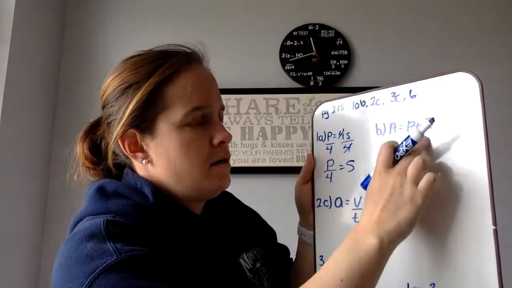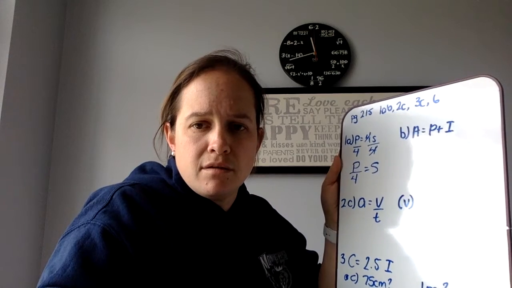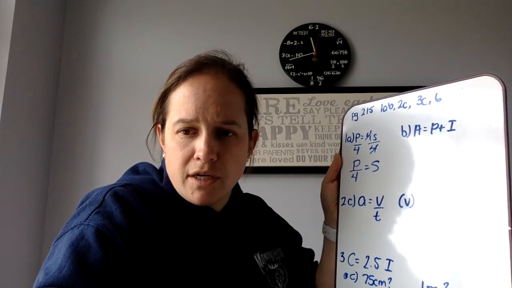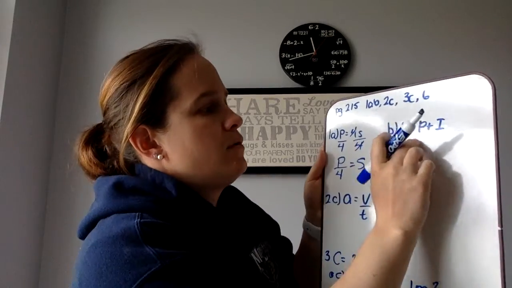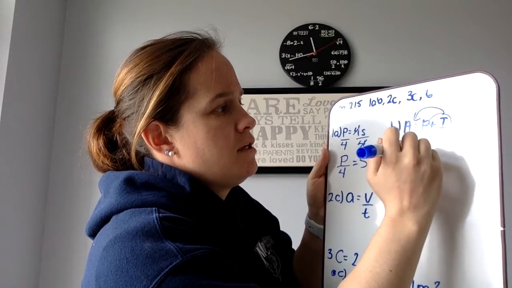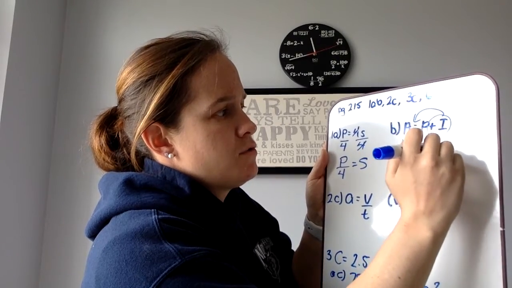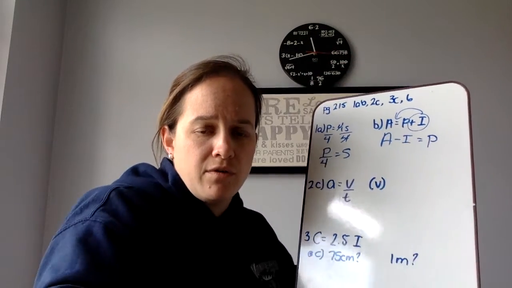For here, I believe you're asked to isolate for P, so we're going to take this positive I and send it over, change the integer to a subtraction, equals P. So that's how you solve that question.